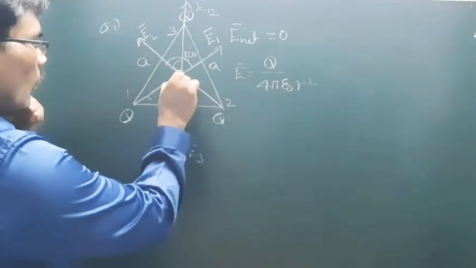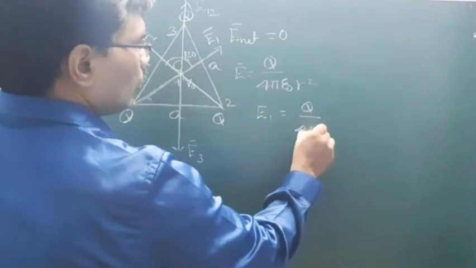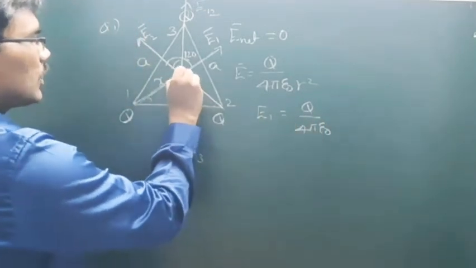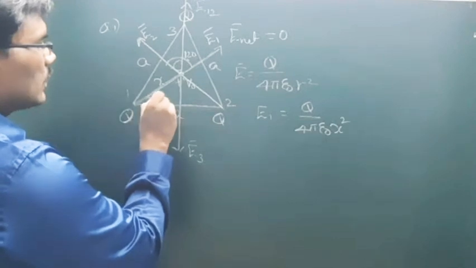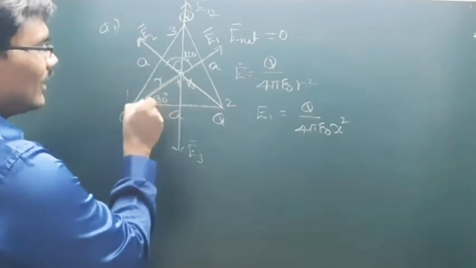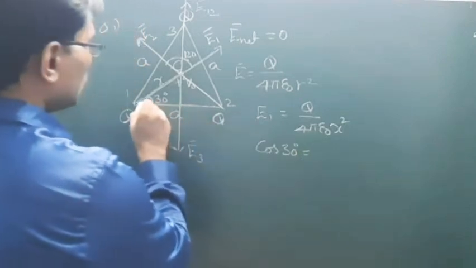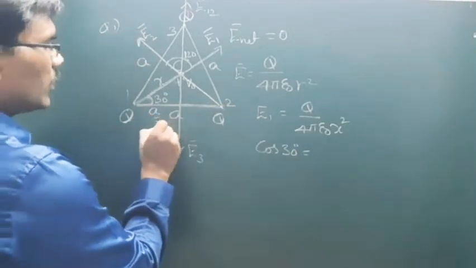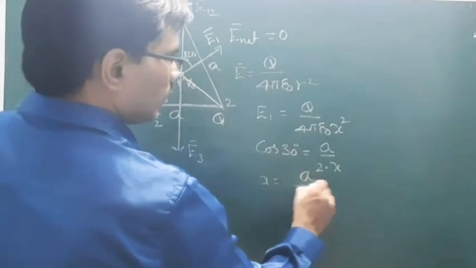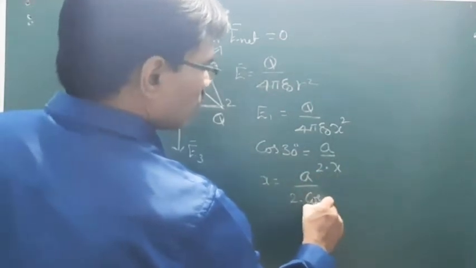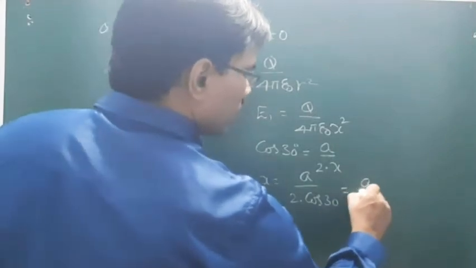Now the field due to one charge: E1 equals Q by 4 pi epsilon naught, let this distance be x. This is the point, and the distance from the charge is x, so it is x square. How to get the value of x? Define cos 30 in this right-angled triangle, because the total angle is 60 and this line is bisecting it, therefore it is 30. Cos 30 equals, see, the total distance is a, so from here to here it is a by 2, divided by the hypotenuse x. So x equals a by 2 into cos 30. Cos 30 equals root 3 by 2, the 2s get cancelled, and it remains a by root 3.